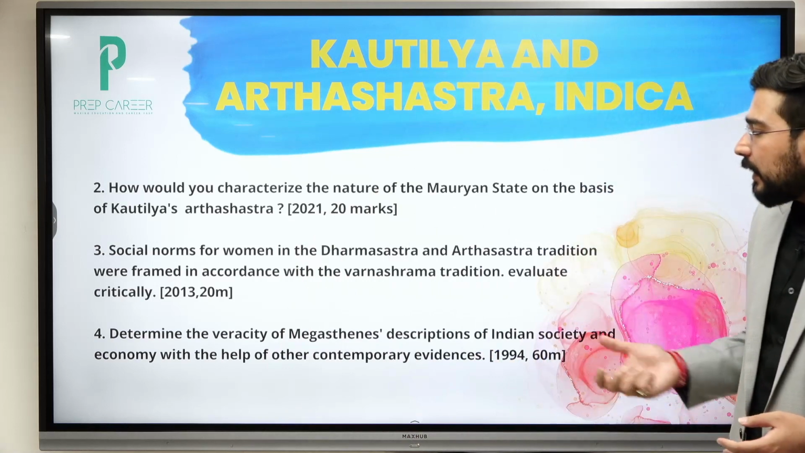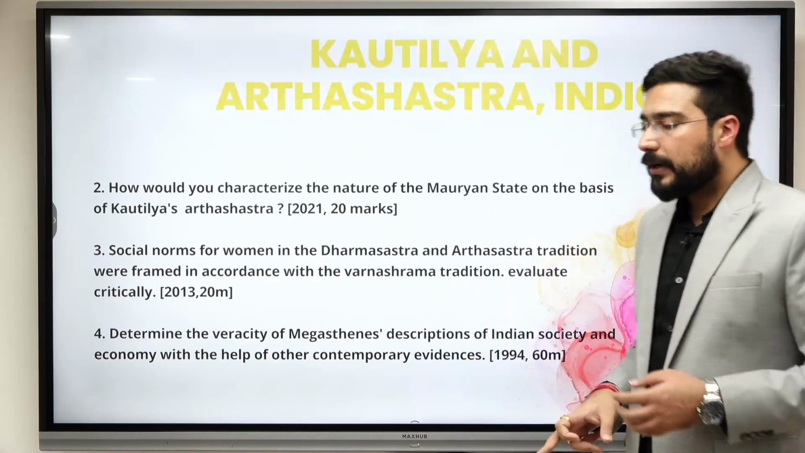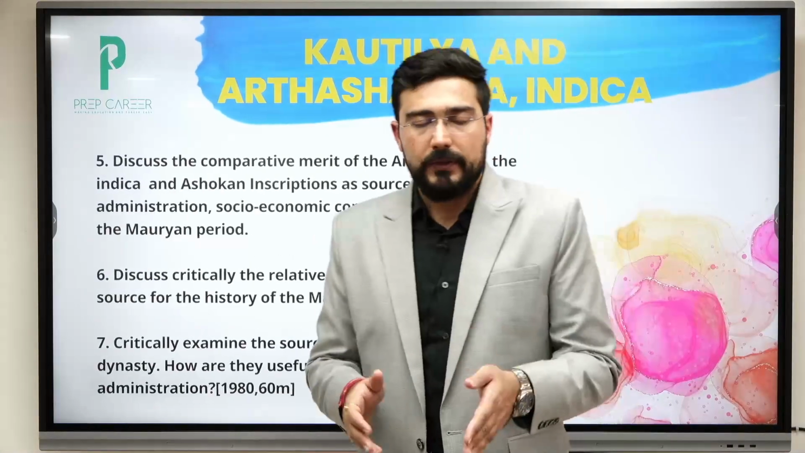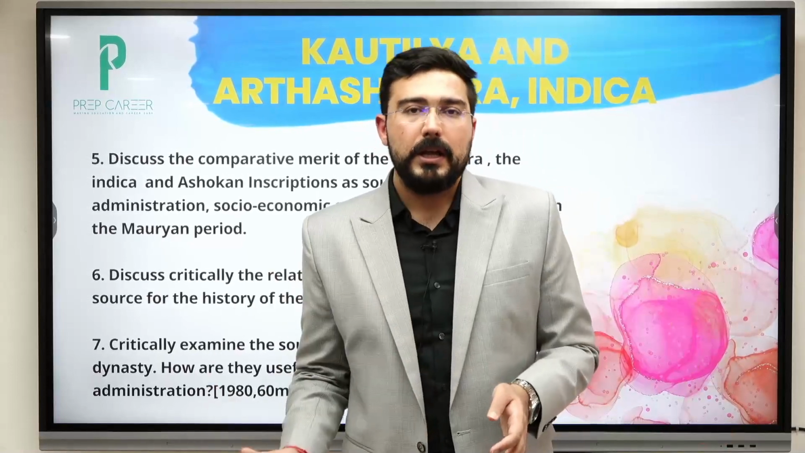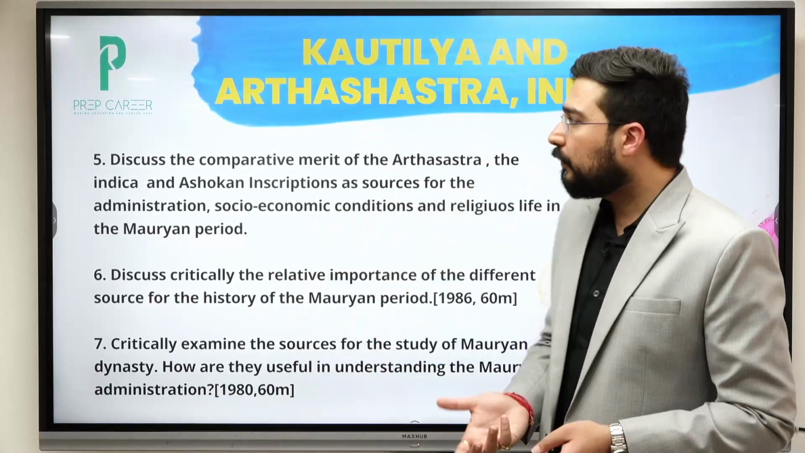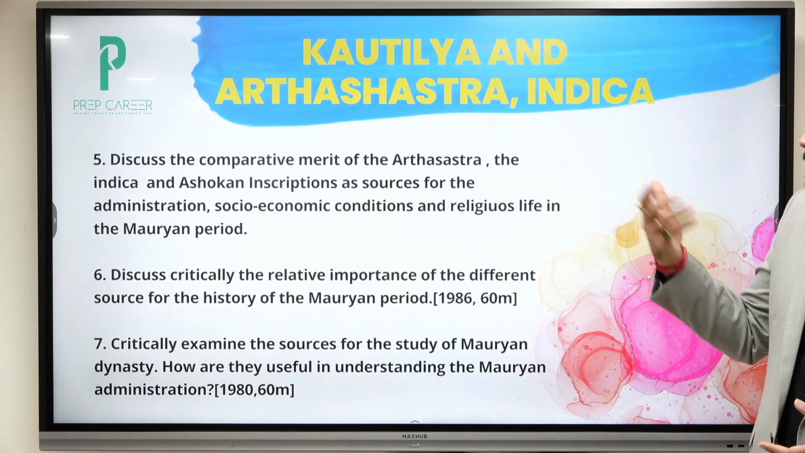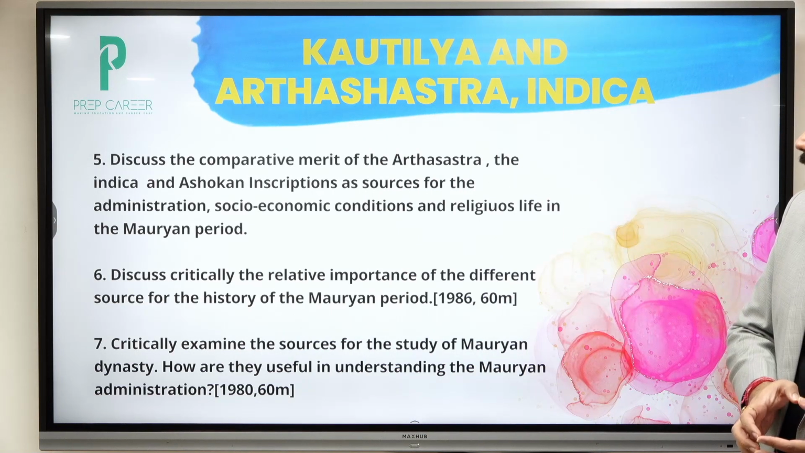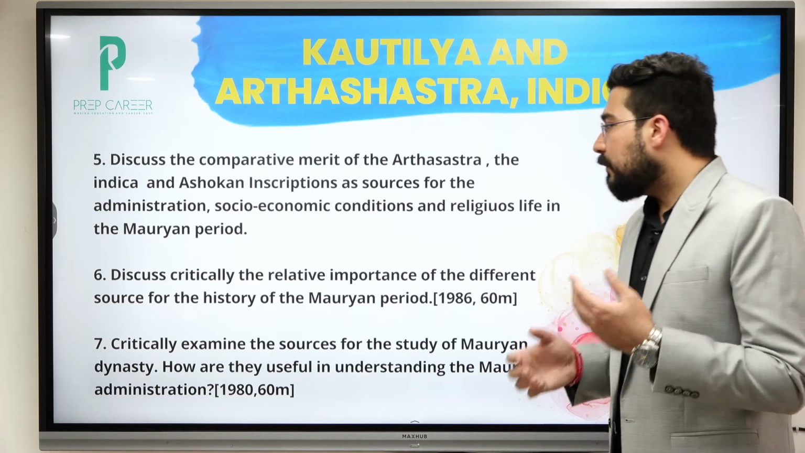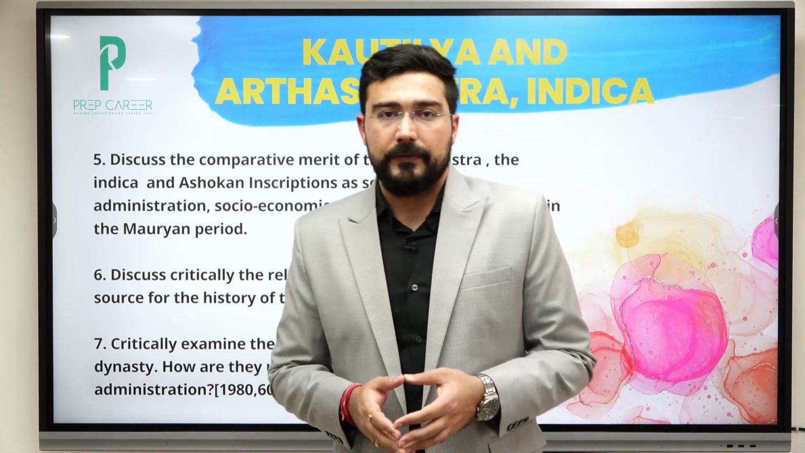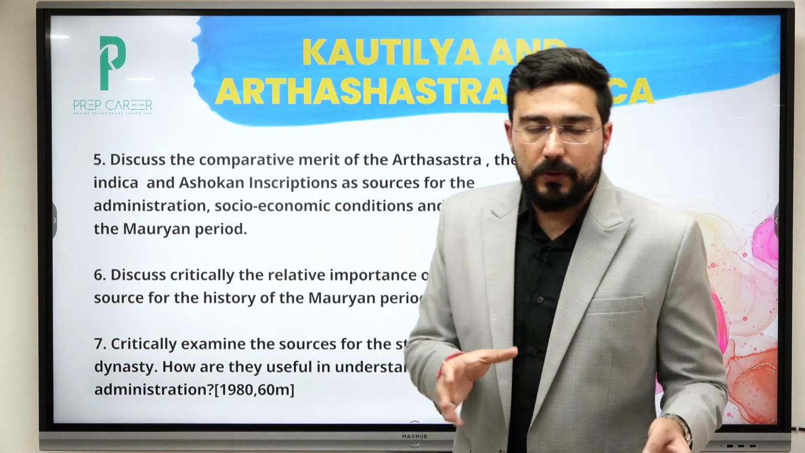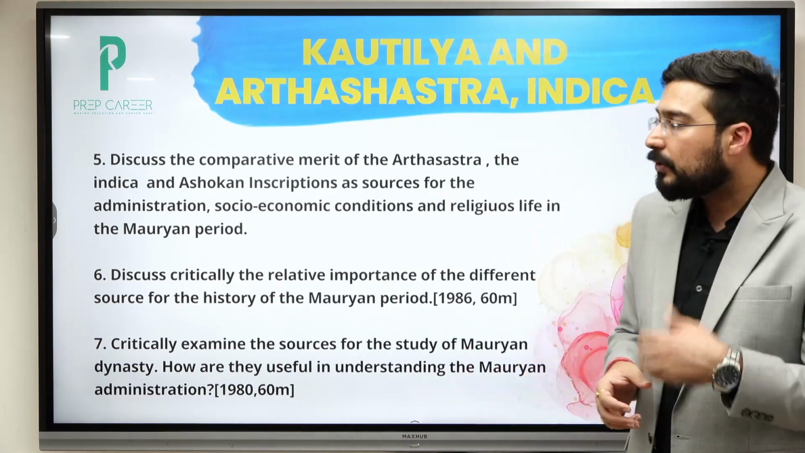Then the veracity of Megasthenes' description. Whatever Megasthenes has told about India, you need to have that on one side, and then the veracity: to what extent can that be considered truthful? Because there are certain lapses in his discussions. Next, we see the comparative merit of the Arthashastra, Indica, and inscriptions as sources of administration, socio-economic, and religious life. You need to understand the importance, which source is more dominating in which part.